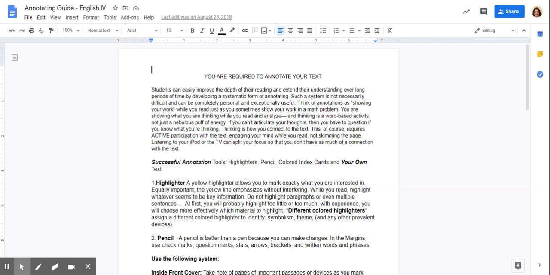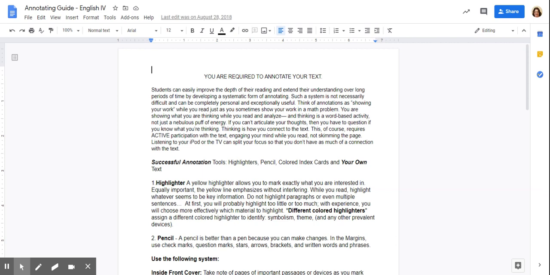But when you realize that annotating is not that scary, it just means that you are writing down your thoughts, making notes about your thoughts as you read. So it's basically just documenting what you're questioning, what you're thinking, what meanings you're finding in the novel as you're reading it. Okay. So we're going to look at the annotation guide.